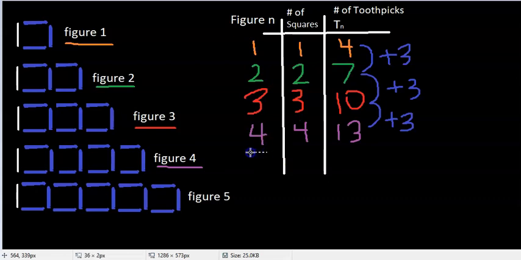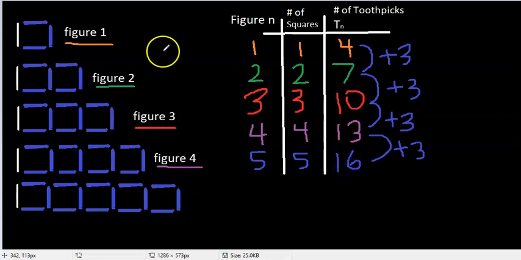I'll go ahead and input my data into my table. So figure 5 will have 5 squares, and I know that this is the same as the number of toothpicks in my figure 4 plus the 3 additional toothpicks. So that will be a total of 16. So this would be my figure 5.